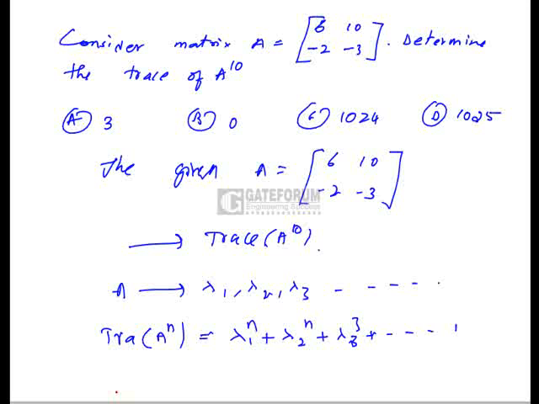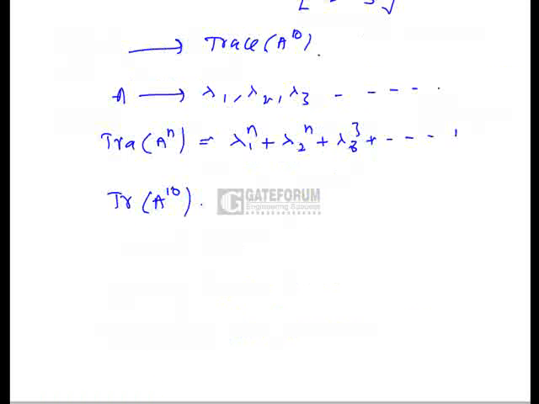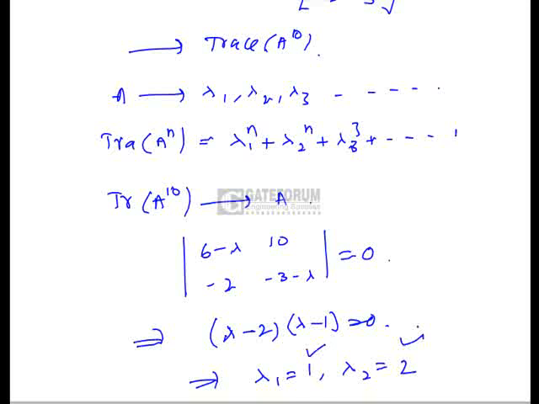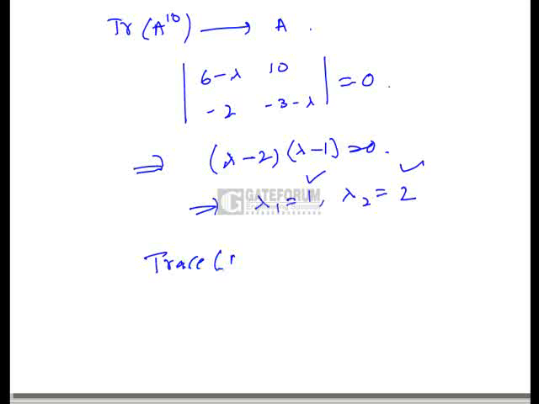In order to find the trace of A power 10, first we have to find the eigenvalues of A. To find the eigenvalues, we consider the determinant of 6 minus lambda, 10, minus 2, minus 3 minus lambda equals 0, which is the characteristic equation. If we simplify this, we get (lambda minus 2)(lambda minus 1) equals 0, so lambda 1 is 1 and lambda 2 is 2. That is, the eigenvalues are 1 and 2. According to the property, the trace of A power 10 will be lambda 1 power 10 plus lambda 2 power 10, which is 1 power 10 plus 2 power 10. That is 1025.